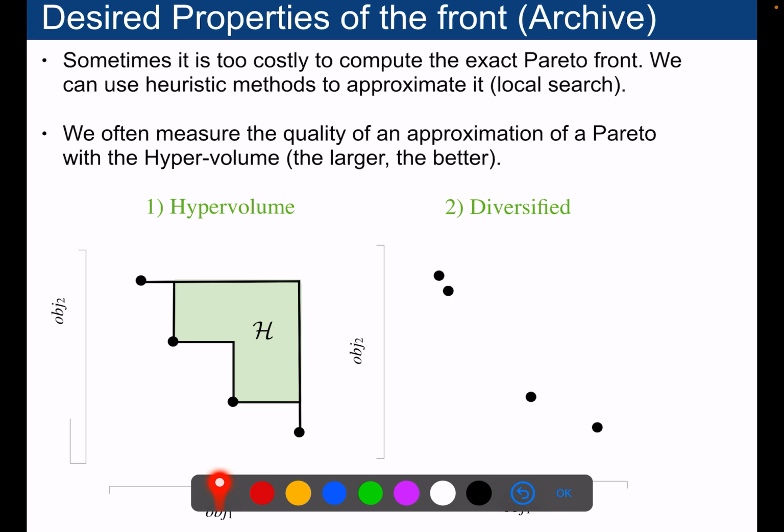Another quality that you may be interested in is to have some form of diversification. If you have big gaps here in the middle, that's not very good for the decision maker. You would like the points to be a little bit more spread on the Pareto set. And most often, that's also something that is measured by the hypervolume as well. Okay, so that's also something that you would like to have.